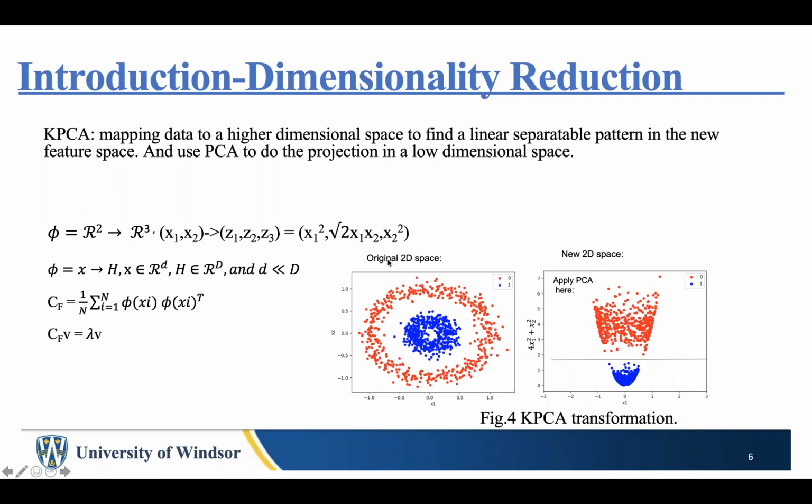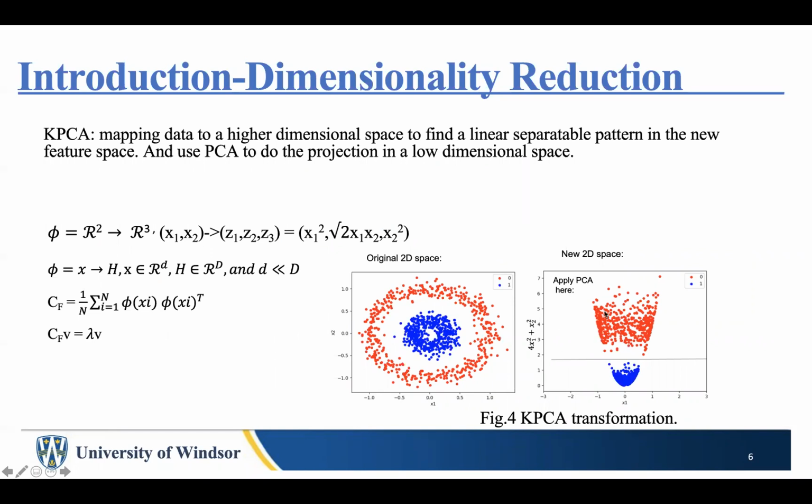Now, let me introduce several nonlinear methods. The first one is kernel PCA. It is one of the most classical methods. It is the extension of PCA and enables PCA to classify nonlinear data by mapping data to a higher dimensional space to find a linearly separable pattern in the new feature space.